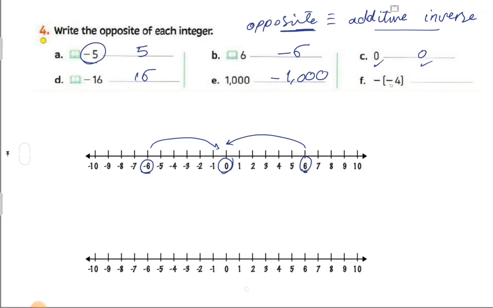Here we have negative 4. Note that this sign just means opposite. So what is the opposite of negative 4? The opposite of negative 4 is 4. So what is the opposite of 4? It is negative 4. Okay, again, the opposite of negative 4 is 4, and the opposite of 4 is negative 4.